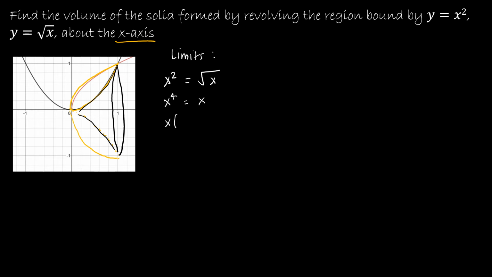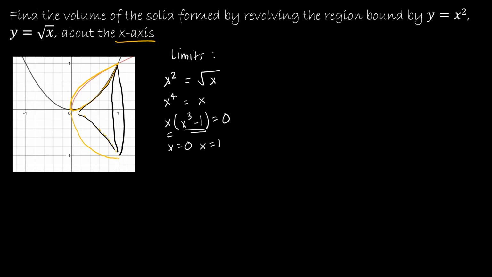I can put them both on the same side, which would give me x cubed minus 1. And essentially what I'm going to be looking at here is x equals 0, and then setting this equal to 0 would give me 1. So those are my limits of integration. And again, I can check that by looking at the picture.